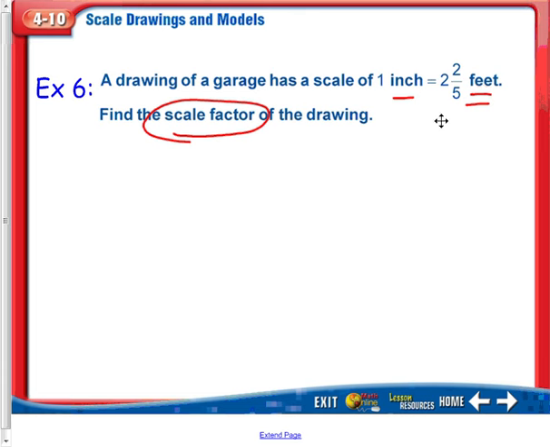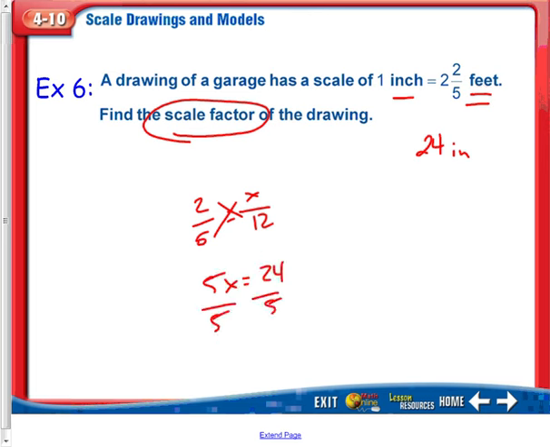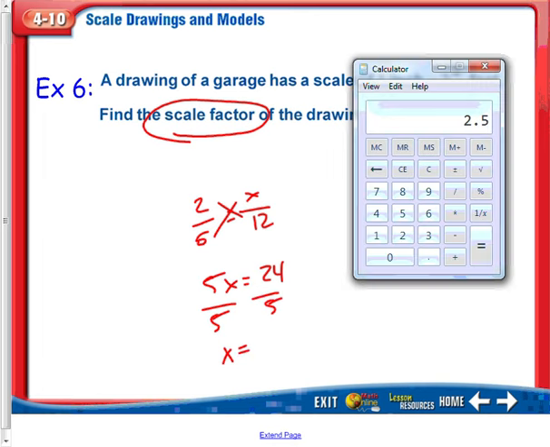So, well, 2 feet, I know that's 24 inches. And so I need to find out what is 2/5 of 12. So when I cross multiply and divide, I'm going to get 5x equals 24. We divide both sides by 5. So x equals, it's going to be just less than 5. So 24 divided by 5 is 4.8.